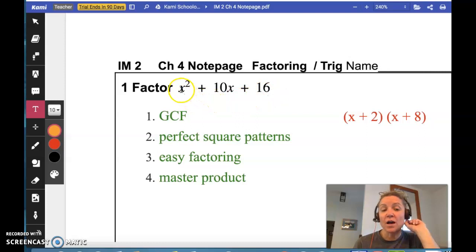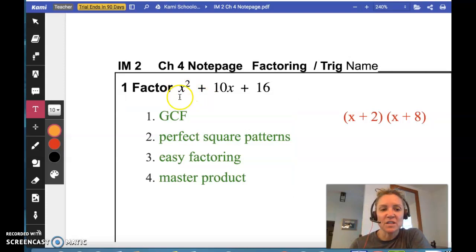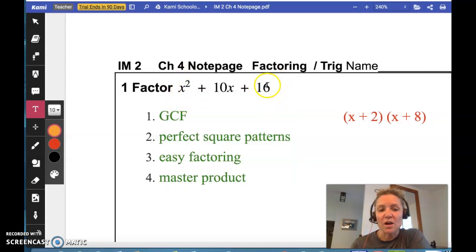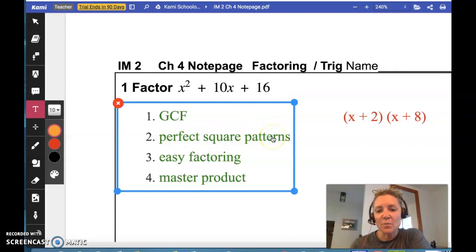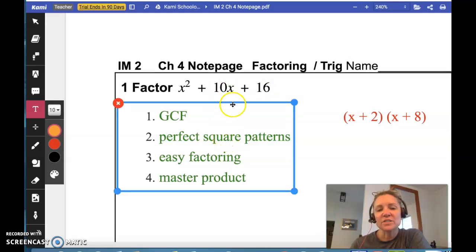And I don't see a greatest common factor, but I do see a perfect square here. X squared is a perfect square, and 16 is a perfect square. But it does not fit a perfect square pattern because the square root of 16 is 4, and if you double 4, you get 8, not 10. Okay, so it's close, but not quite.